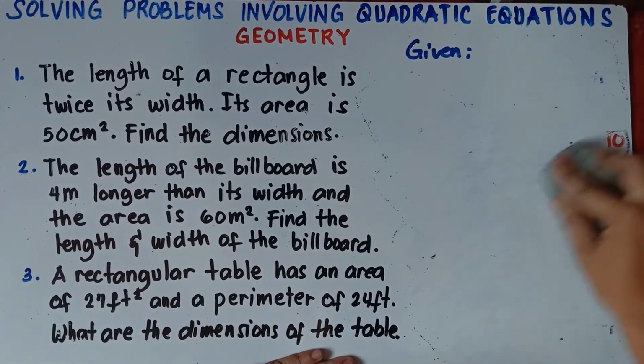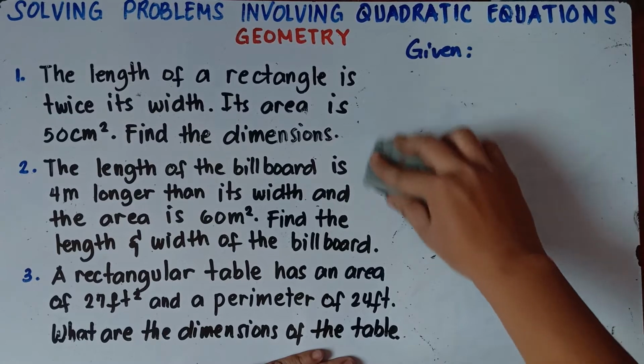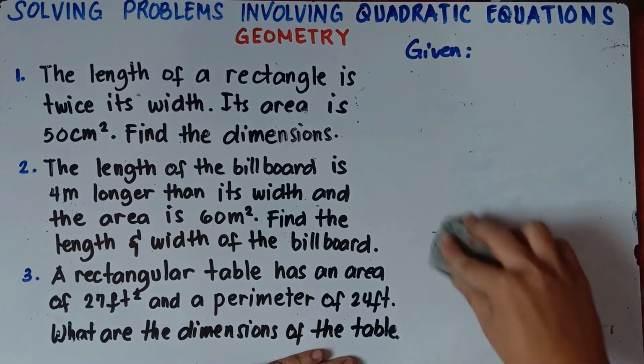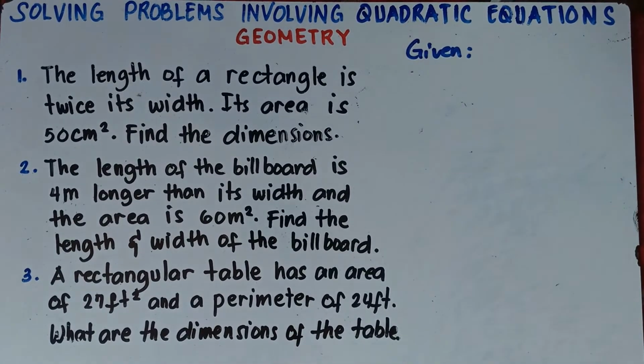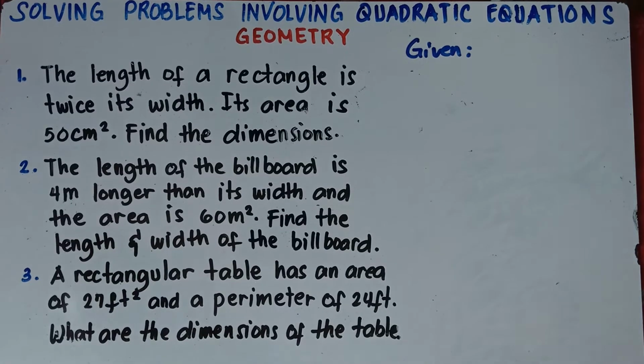Once again, you need to understand the problem and then you write down the given. Alright, number 2. The length of the billboard is 4 meters longer than its width and the area is 60 meters squared. Find the length and the width of the billboard. So once again, you write down the given.